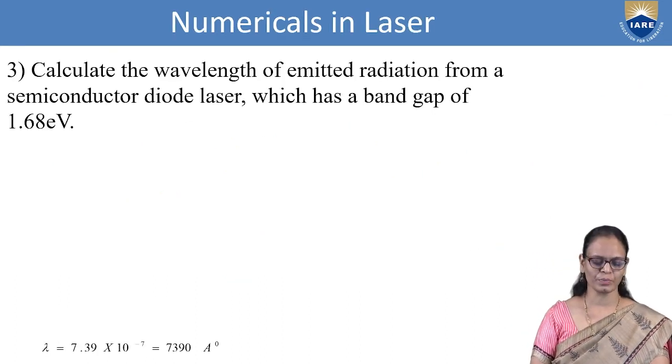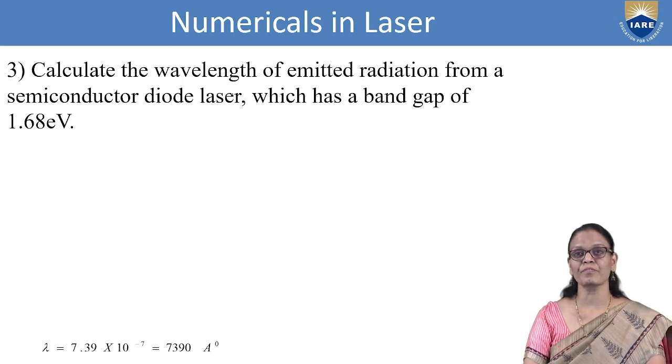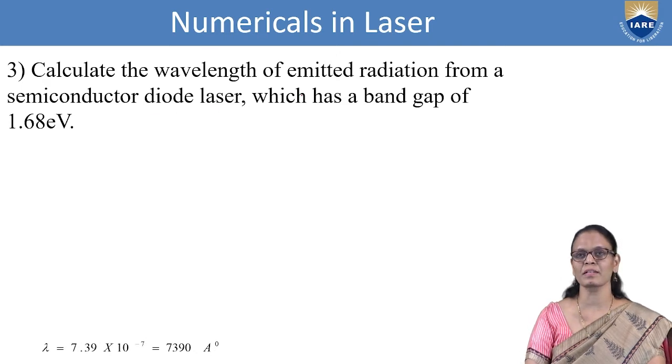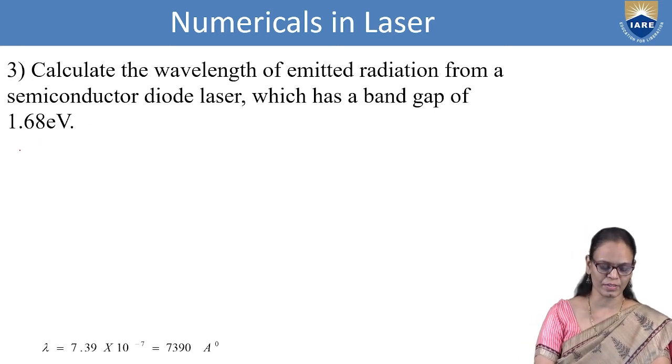Now coming to the third one. Calculate the wavelength of the emitted radiation from a semiconductor diode laser which has a band gap of 1.68 electron volt. We have to find the wavelength. Similar problem, only thing is the numbers are different now. So let us calculate. First write the data given.